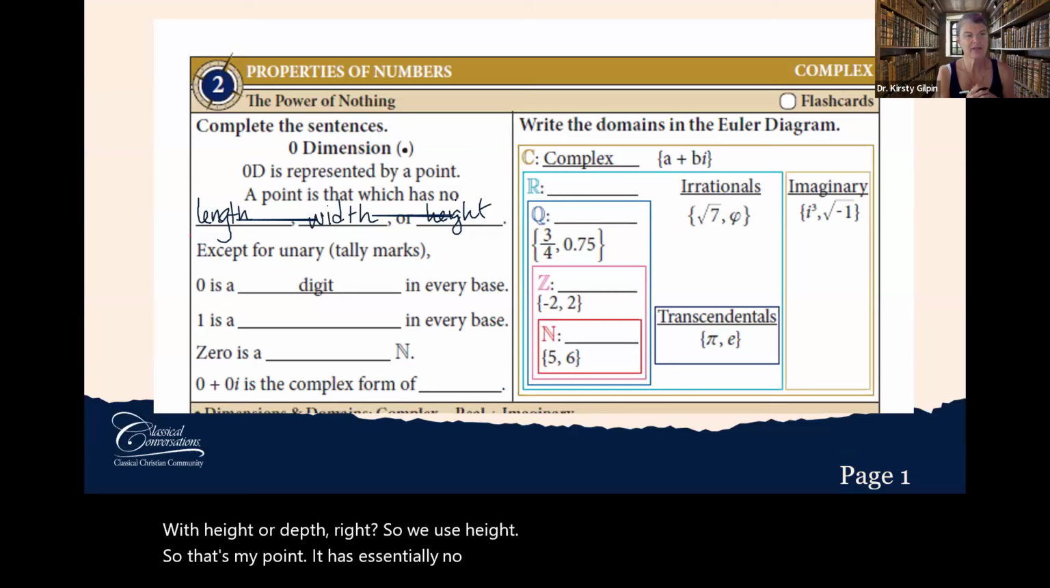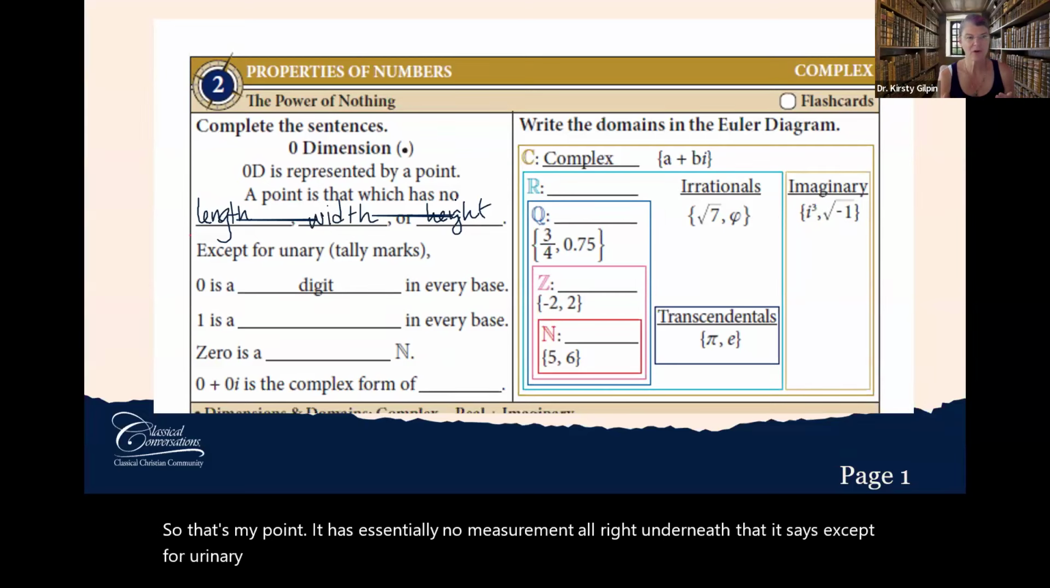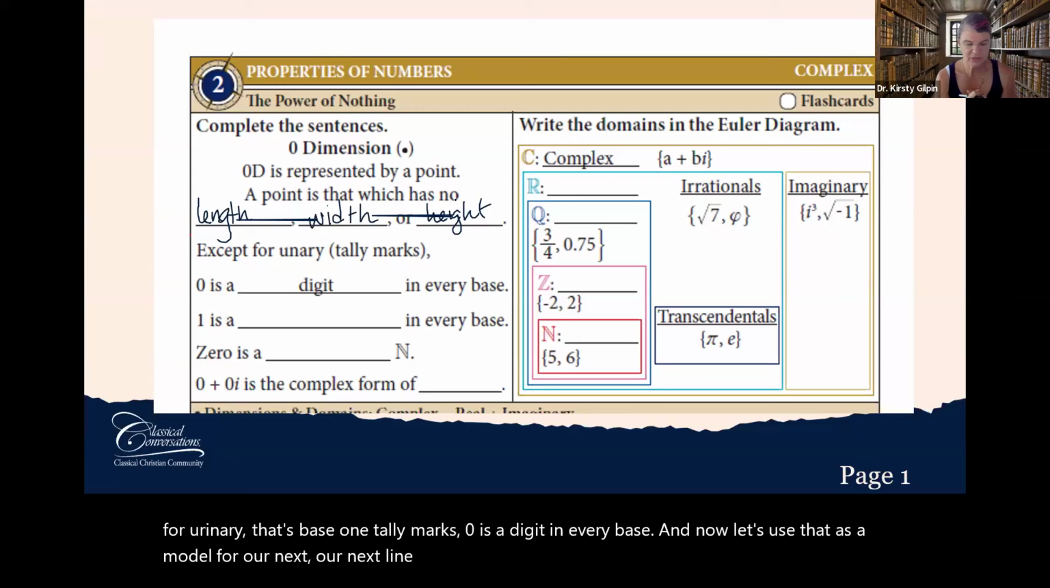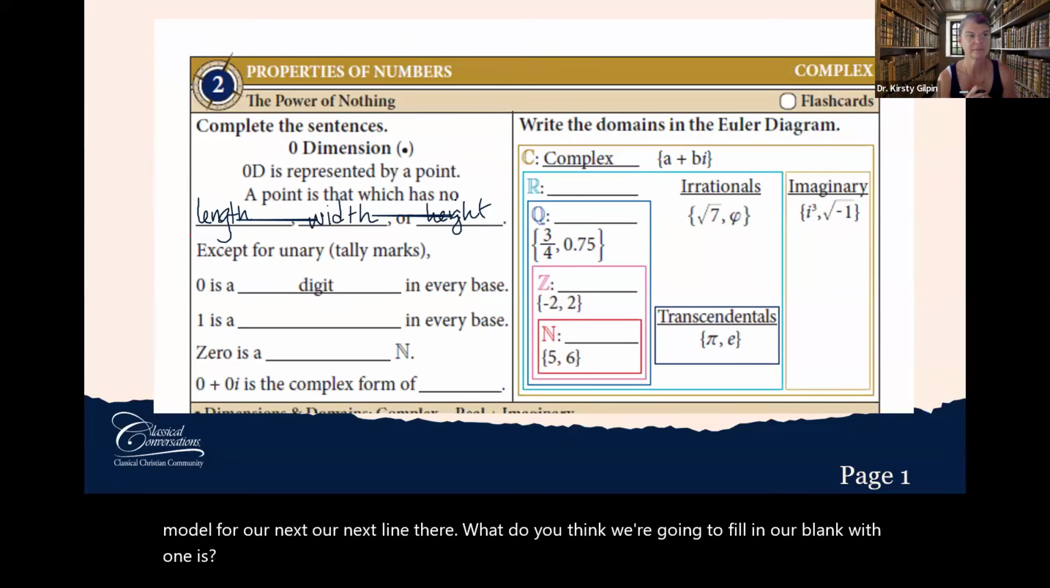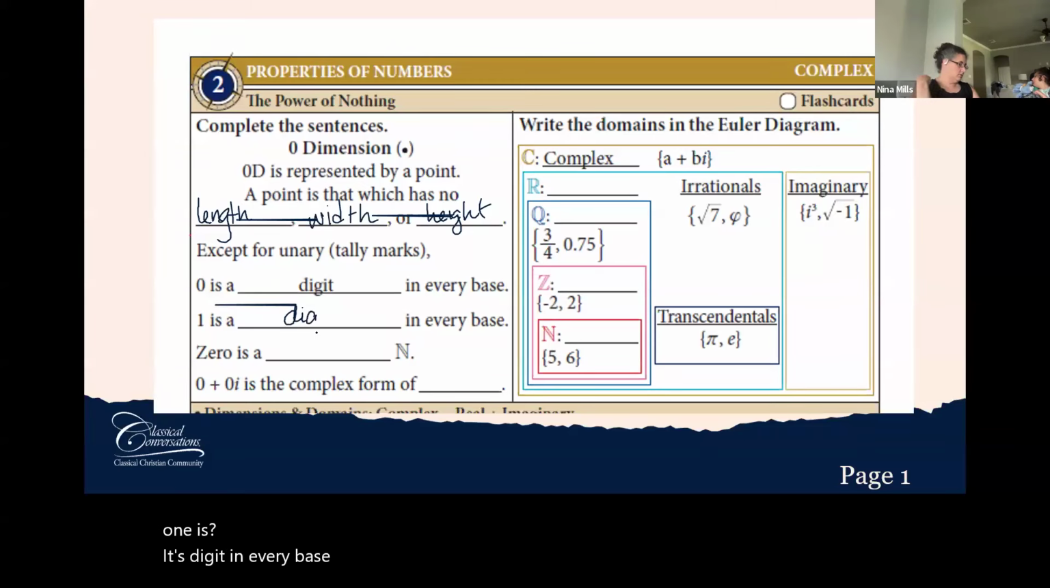All right, underneath that it says, except for unary, that's base 1, tally marks, 0 is a digit in every base. And now let's use that as a model for our next line. What do you think we're going to fill in our blank with? 1 is a digit in every base. Excellent.